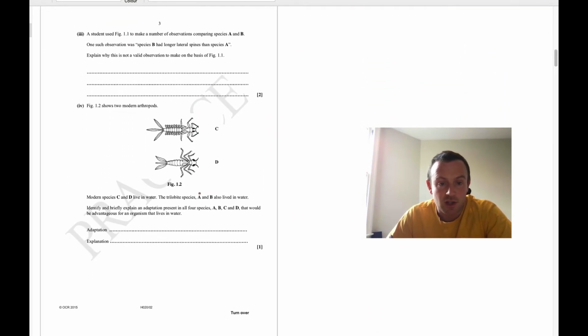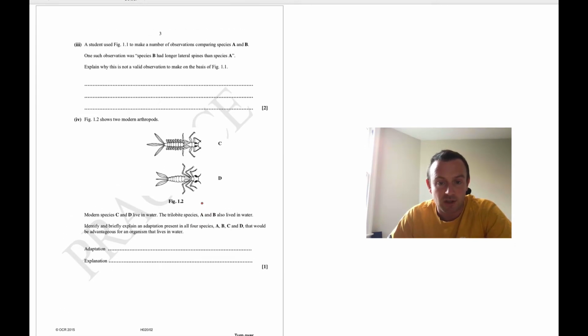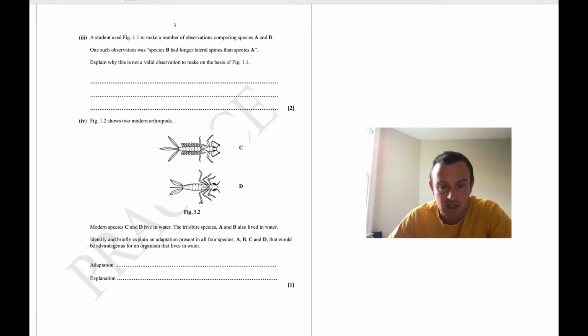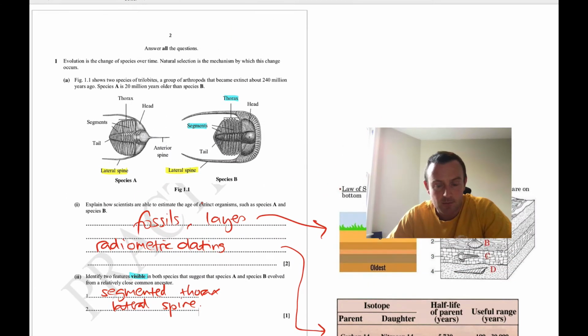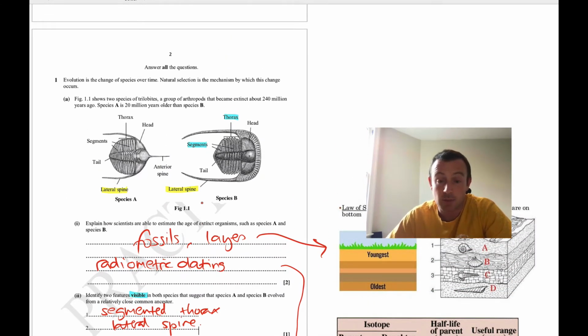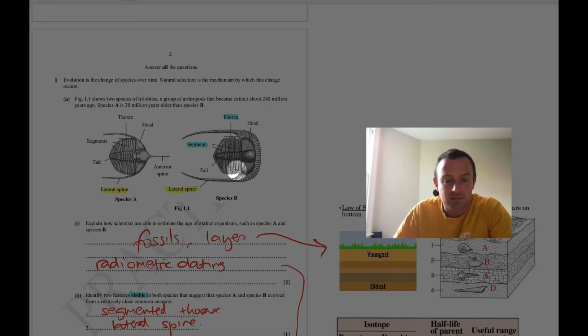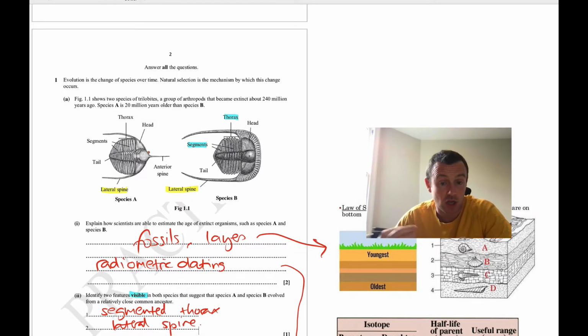A student used figure 1.1 to make a number of observations comparing species A and B. One such observation was that species B had longer lateral spines than species A. Now, you can't say that. And the reason is there is no scale on this picture. So we don't know, in fact, if species A and species B are the same size. We don't know if they're the same scale. We could say that relative to body length, species B has longer lateral spines compared to the length of the head, thorax, and tail, whereas species A has relatively shorter lateral spines relative to body length. But you can't make an absolute judgment about that.